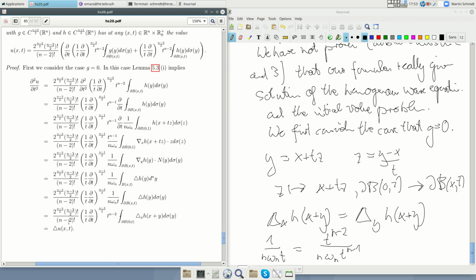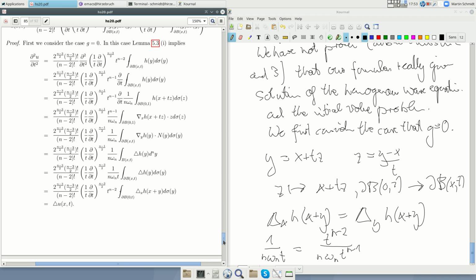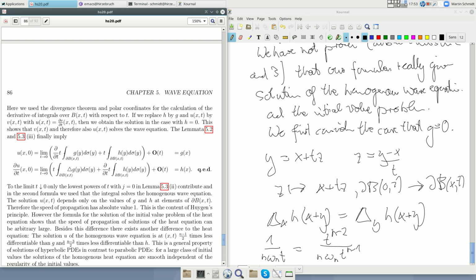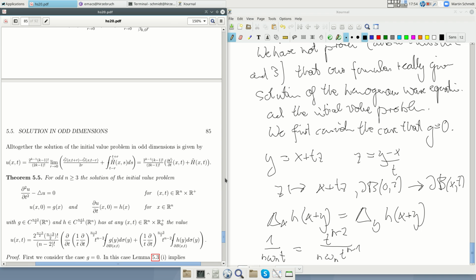And now we have seen indeed this solves the homogeneous wave equation. Now we have verified that they really solve the homogeneous wave equation, okay, in the general situation. Now it remains to show, now we do the other case. In the other case, when h is 0, let's have a look.